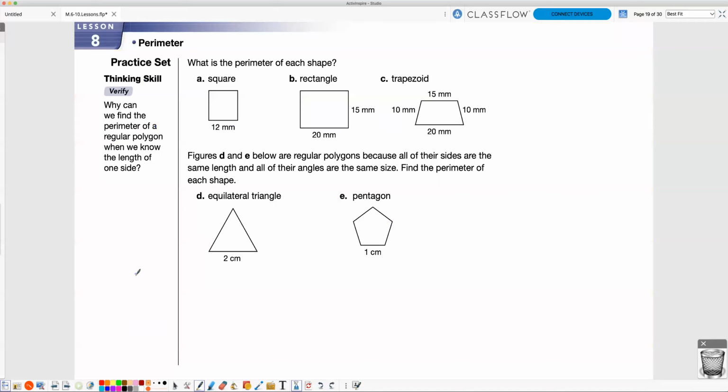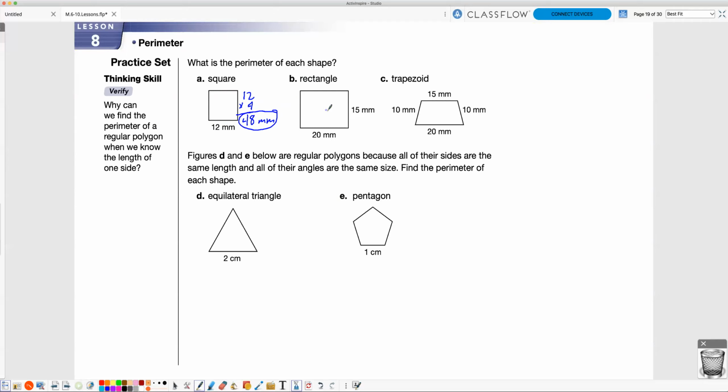Excellent. Let's look at some of the practice problems here for you. What's the perimeter of this shape? This one is a square and one side is 12 millimeters. All right, so what I need to do is take 12 times 4 because there's 4 sides to that. So that'd be 48, and the label is millimeters. So the perimeter of this square is 48 millimeters.